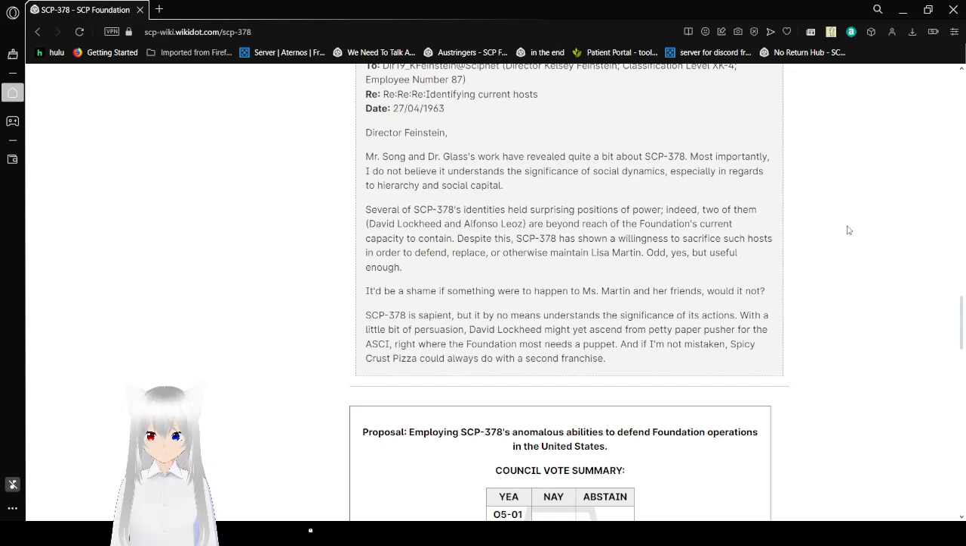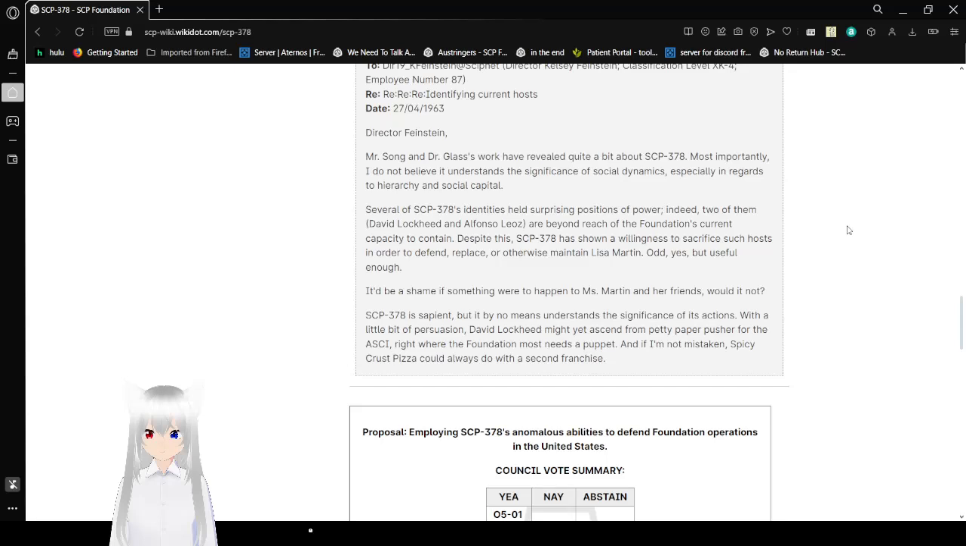April 27th, 1963. Director Einstein, Mr. Song and Dr. Glass's work have revealed quite a bit about SCP-378. Most importantly, I do not believe it understands the significance of social dynamics, especially in regards to hierarchy and social capital. Several of SCP-378's identities held surprising positions of power. Indeed, two of them, David Lockhead and Alfonso Leos, are beyond reach of the Foundation's current capacity to contain. Despite this, SCP-378 has shown a willingness to sacrifice such hosts in order to defend, replace, or otherwise maintain Lisa Martin. Odd, yes, but useful enough.